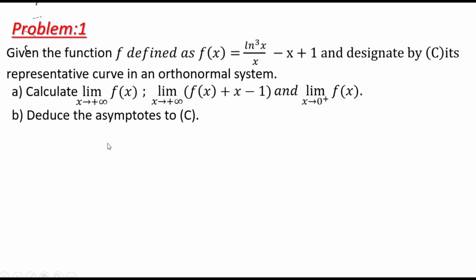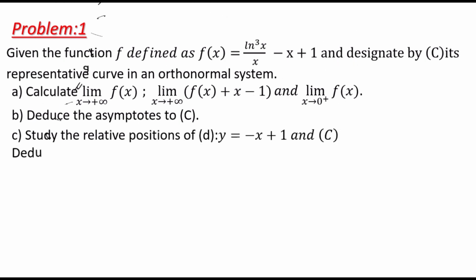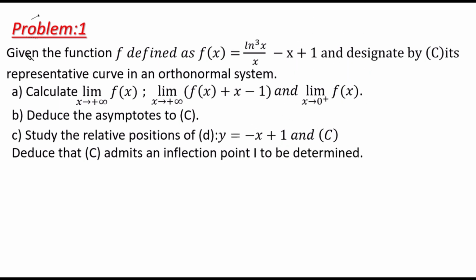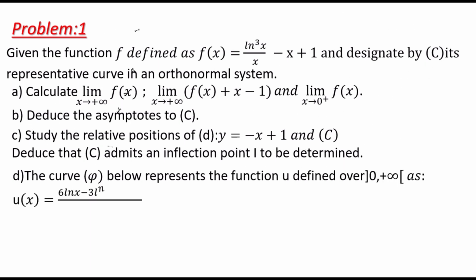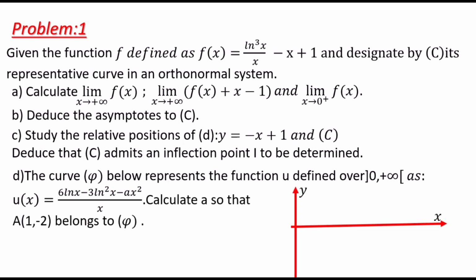Here they deduce the asymptotes. Study the relative positions of D and C. They deduce that C admits an inflection point I to be determined. The curve phi below represents the function u defined over 0 plus infinity. Calculate a so that A(1, minus 2) belongs to phi, the curve of the function u. Study the sign of u of x.